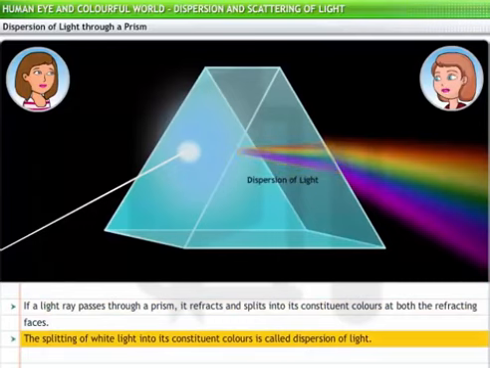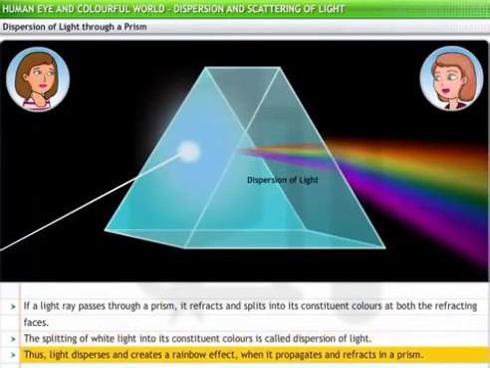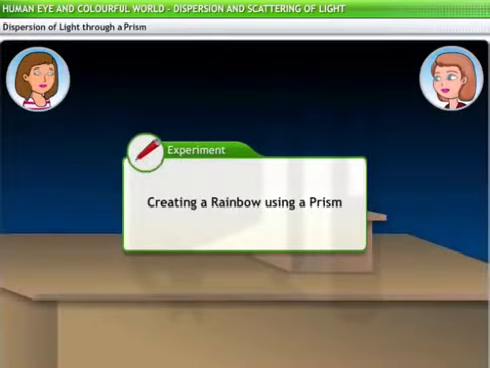This is how you get the rainbow effect through the prism as well. Light disperses and creates a rainbow effect when it propagates and refracts in a prism. Let's conduct an experiment to see how we can create this rainbow effect through a prism.